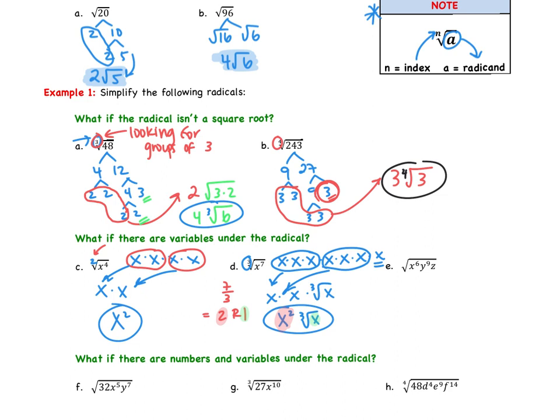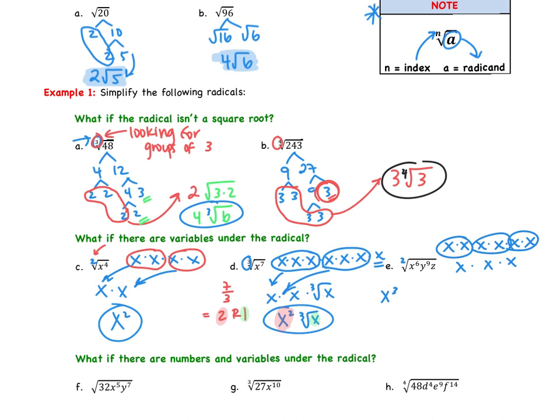Okay, so we're going to approach E using both methods. Nothing's written out in front, so we have an index of 2. If we look at x to the 6th, so we have 6 x's. Index of 2 means we're looking for pairs. So this is x times x times x. That tells us x cubed comes out in front. Nothing left over.